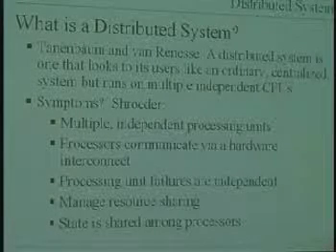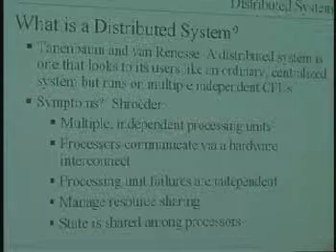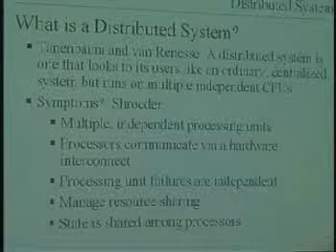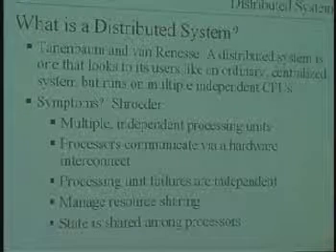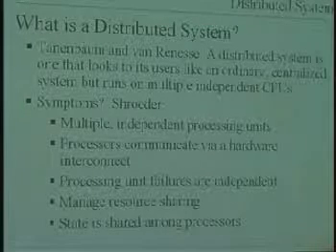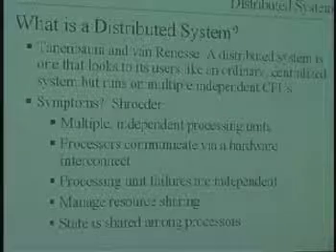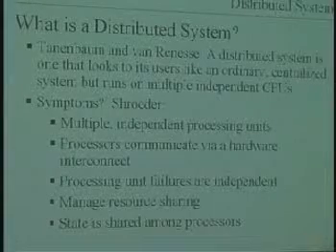So I like to look at the symptoms. And here's a set of symptoms that Schroeder came up with. One is that the processing units, there's lots of them. They're independent. That's good. Second is that processors communicate via a hardware interconnect. Typically, that's a network. The processing unit failures are independent.